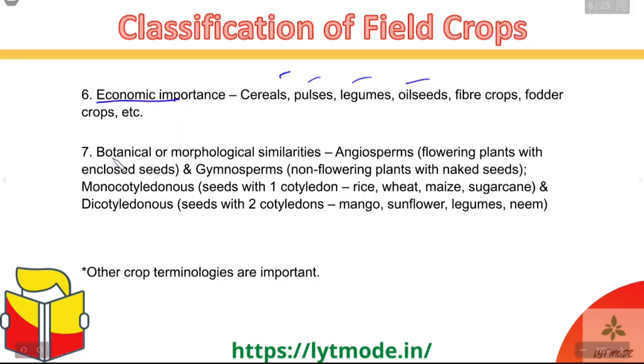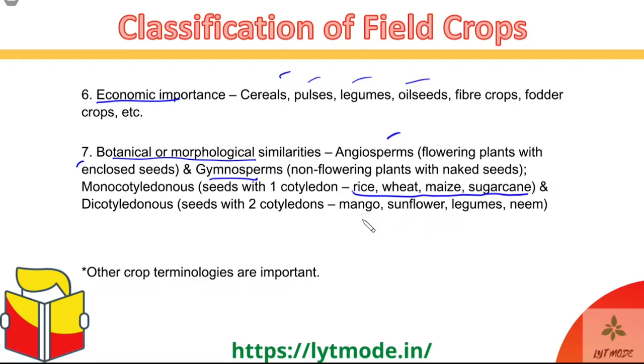Then there is the classification on the basis of botanical or morphological similarities. For example, angiosperms. Angiosperms are basically the flowering plants with enclosed seeds. Then there are the gymnosperms, which are the non-flowering plants with naked seeds, which are not enclosed. Then there are the monocotyledons, which have a single cotyledon. For example, rice, wheat, maize, sugarcane. You can remember the names of these plants which are monocotyledonous. Might be asked. Not highly likely.